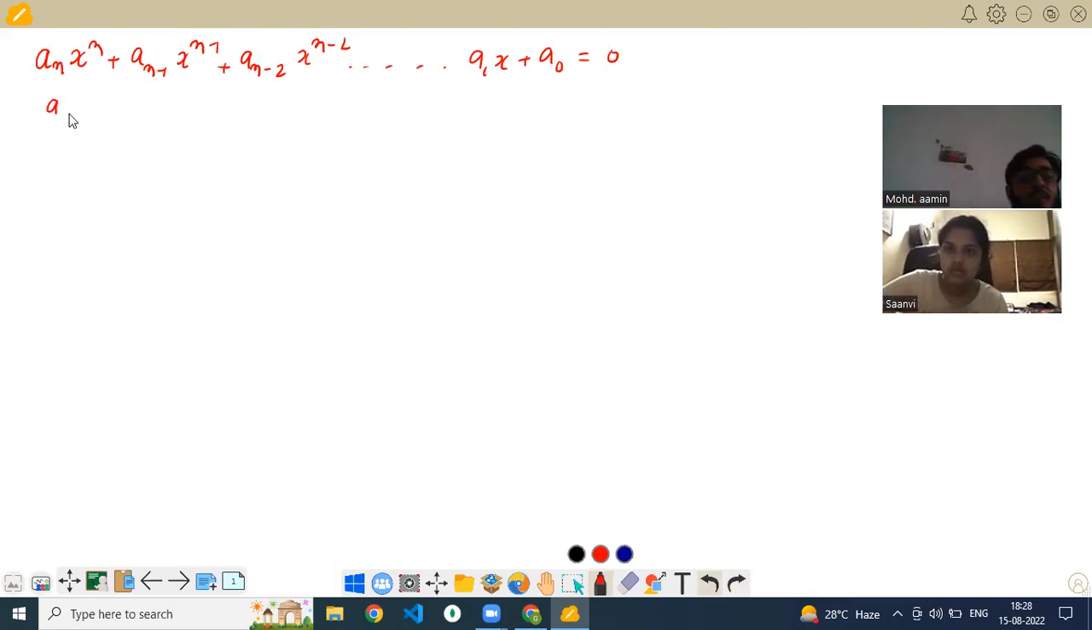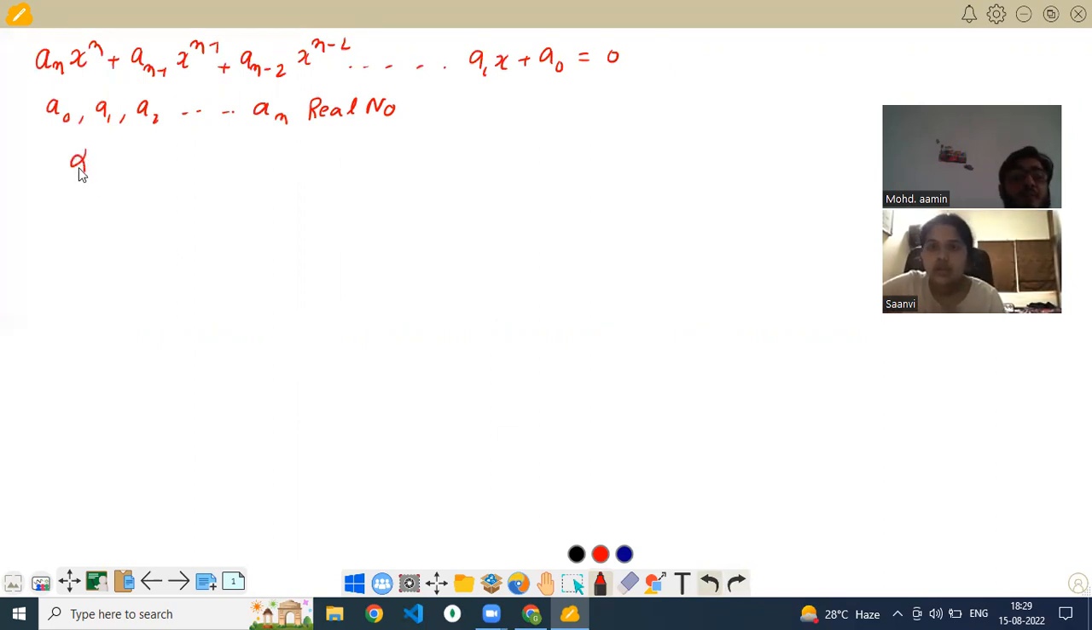We'll say that a0, a1, a2, an, all these coefficients are constant real numbers. For us, these are real numbers. We don't consider them as complex numbers. They may be complex numbers, but we say they are real numbers. And that's why we say this is a real polynomial.